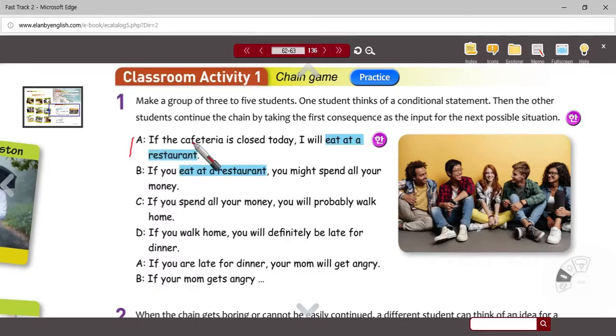Okay, if the cafeteria is closed today, I will eat at a restaurant. Okay, so that's a conditional statement. So on this condition, if this happens, or this is the situation, the consequence is I will eat at a restaurant. Then the other students continue the chain or continue the conversation with more conditional statements. As it says, taking the first consequence of the input for the next possible situation.